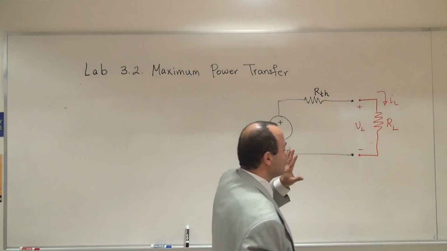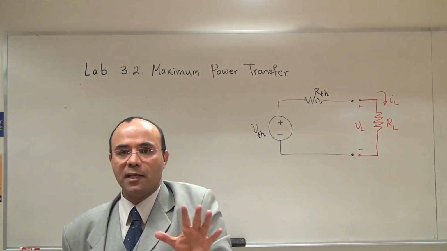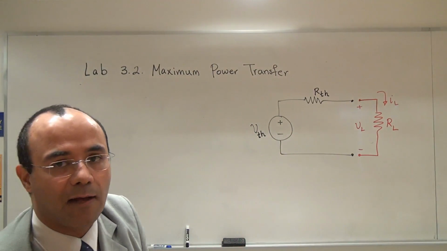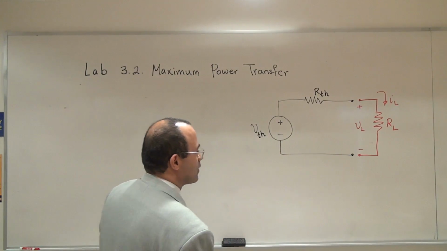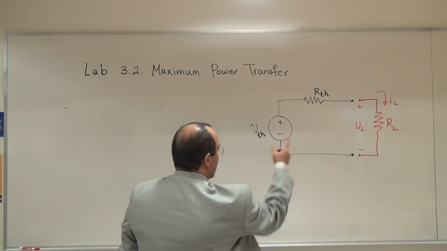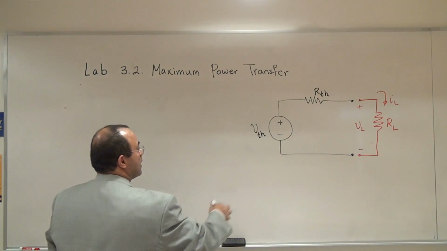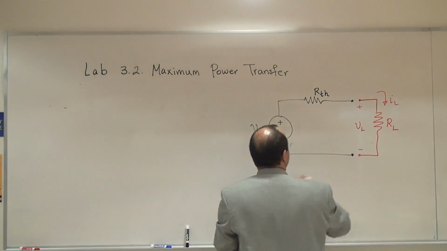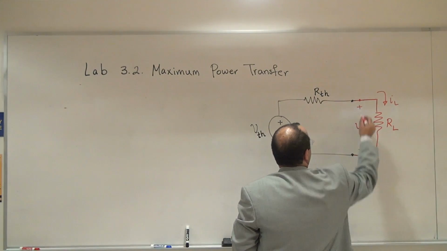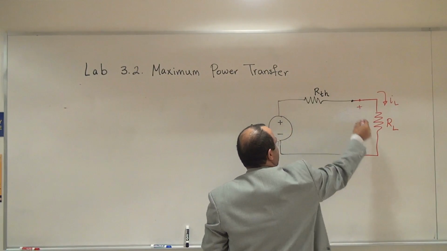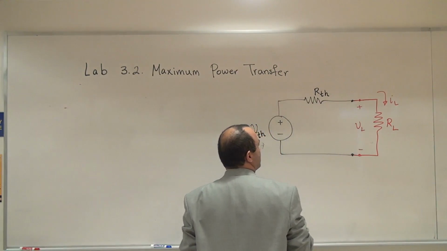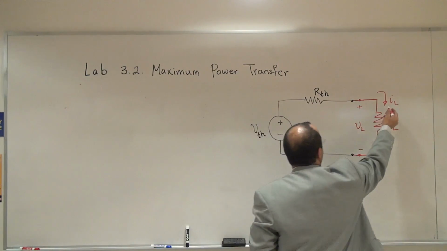So the question is, what kind of combination, what kind of choice do I have in order to have the best power delivered to the load? Let's take a look at this and tell me what is happening. Now, if this system is connected, you have a VL, which can be easily calculated through the voltage division principle, and you have an IL.